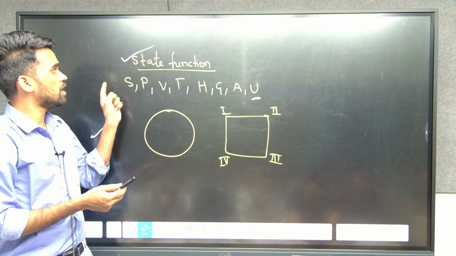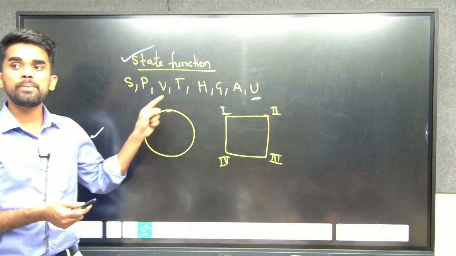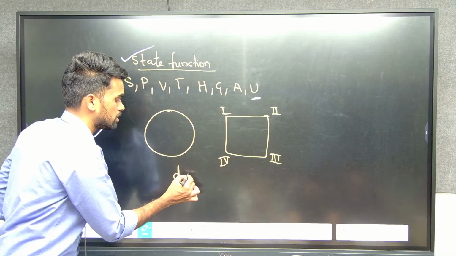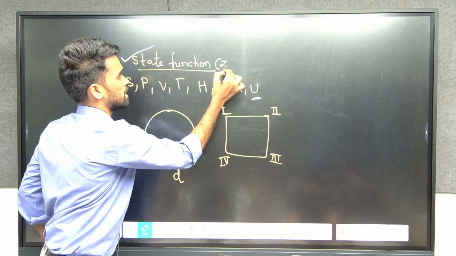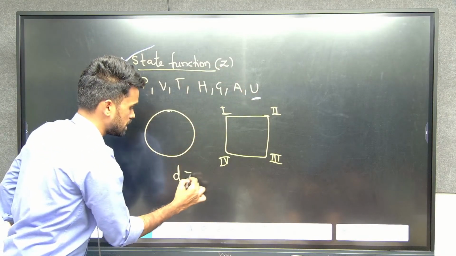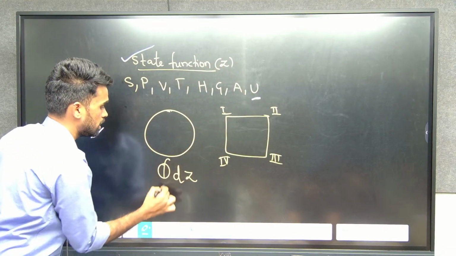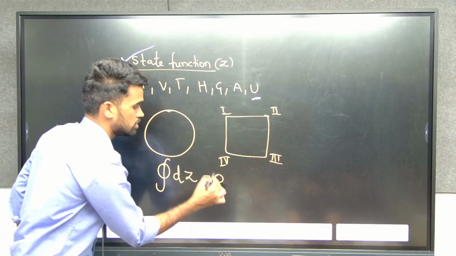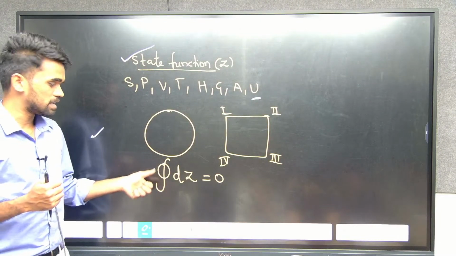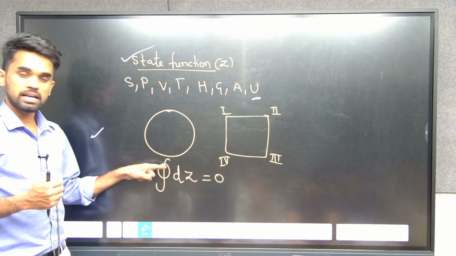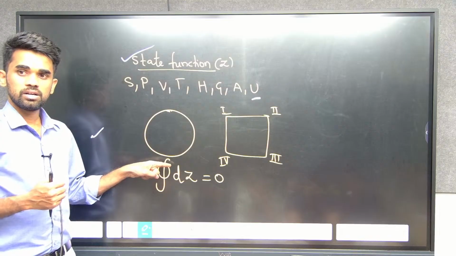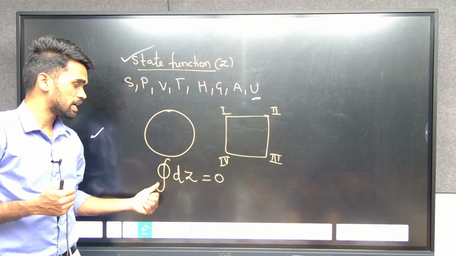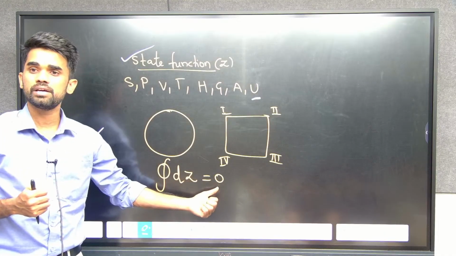So if any of the state functions are operating in the cyclic process, then the change in that state function will be 0. So I am indicating the state function with symbol Z. So dZ, if it is operating in the cyclic process, then the total change will be 0. What does this circle indicate here? A closed cyclic process. If it is operating in the cyclic process, the state function change will be 0.